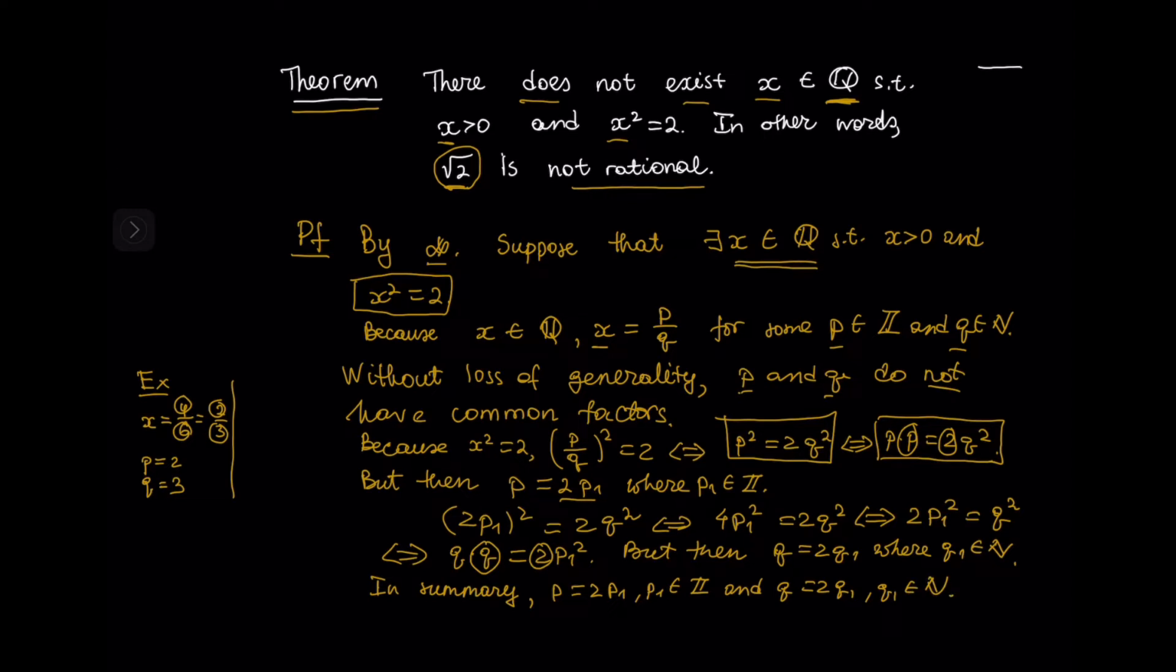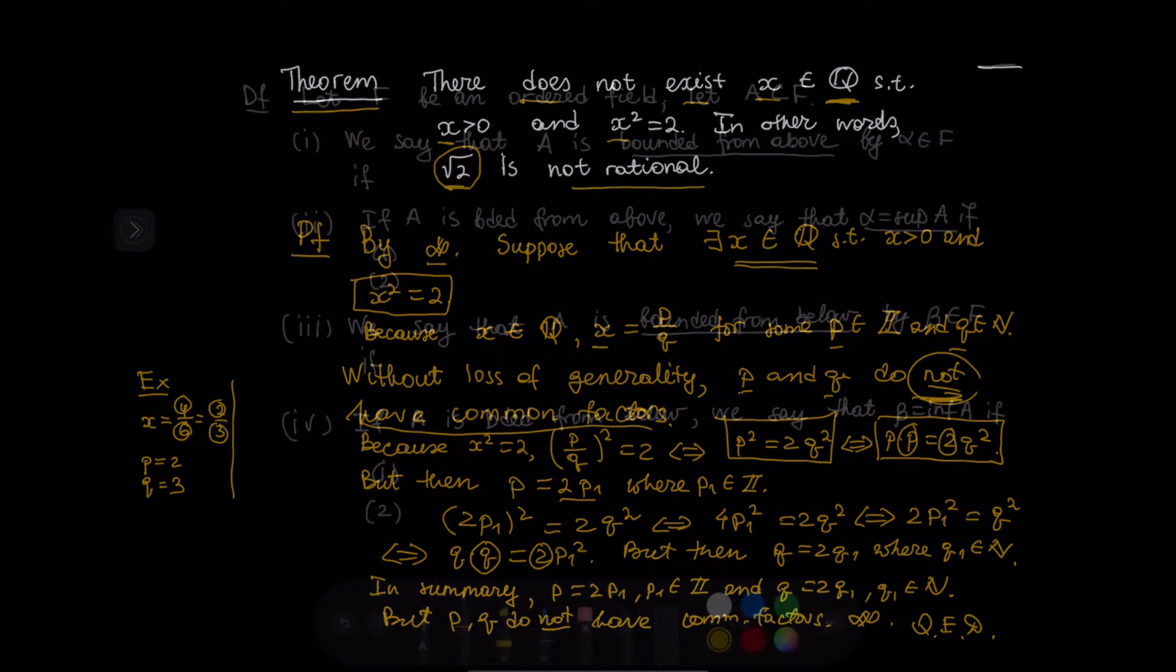However, we did say that p and q do not have common factors. And this is a contradiction. So therefore, our assumption that square root of 2 is rational was wrong. So square root of 2 is not a rational number, and that finishes the proof of this theorem.